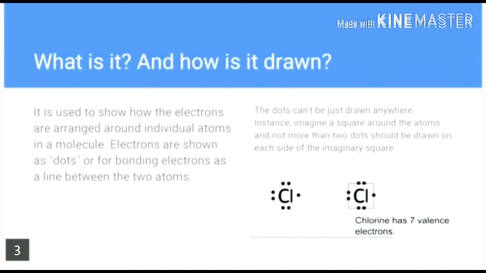The dots can't be just drawn anywhere. For instance, imagine a square around the atom, and not more than two dots should be drawn on each side of the imaginary square. The picture below shows the Lewis diagram of a chlorine atom, which has 7 valence electrons. It also has not more than 2 valence electrons, drawn as dots, on each side of the imaginary square.